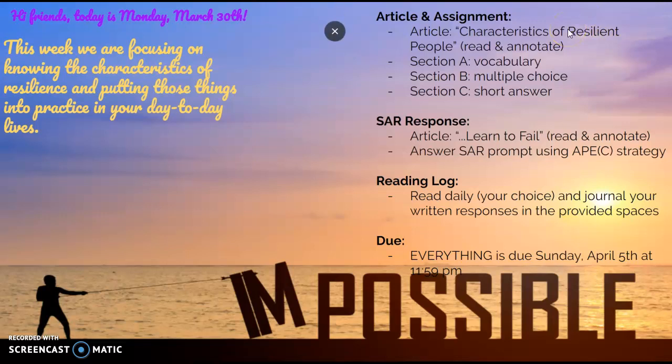Your article is called Characteristics of Resilient People. You're going to read and annotate it. Then you have three sections. Section A is vocabulary, section B is multiple choice, and section C is short answer. Then you are going to have a short answer response section this week.